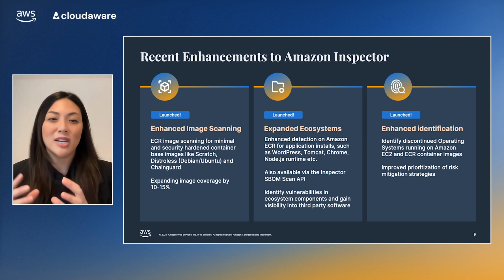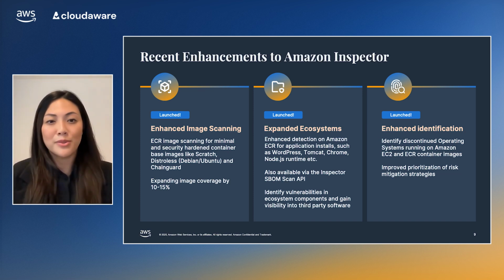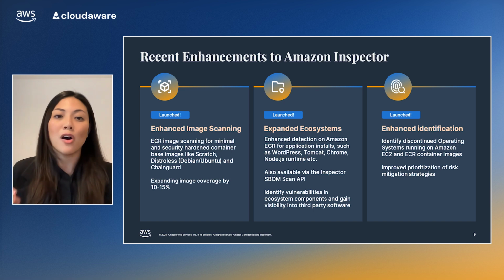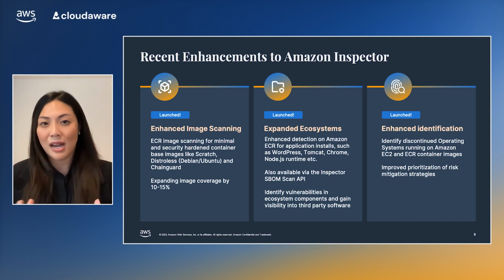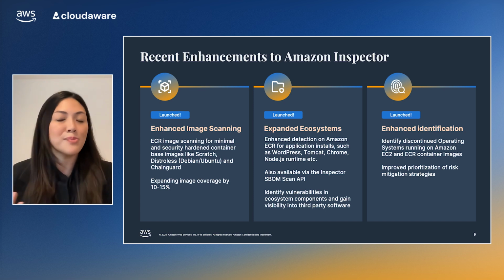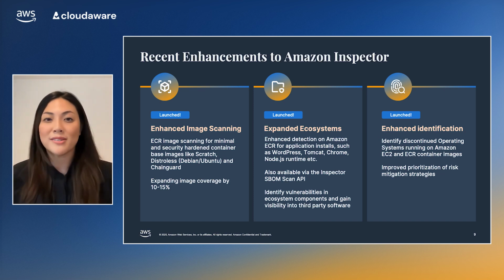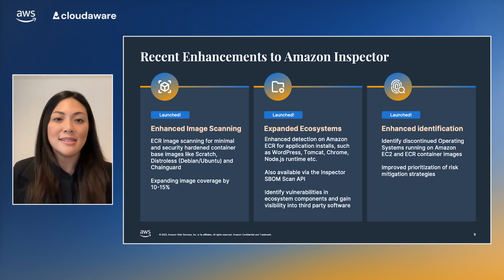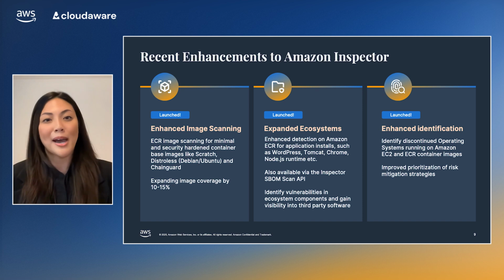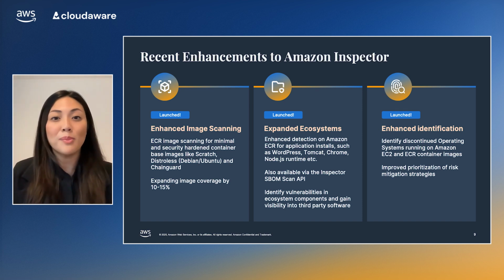And lastly, we just launched the ability for customers to actually identify discontinued operating systems that are running in both Amazon EC2 as well as ECR container images. This just allows more prioritization of risk within your environments. So, for example, if Amazon Inspector sees that there's a discontinued operating system, that is definitely something that you should be going in and patching, because without that, you might be exposing yourself to some vulnerabilities that are no longer supported.